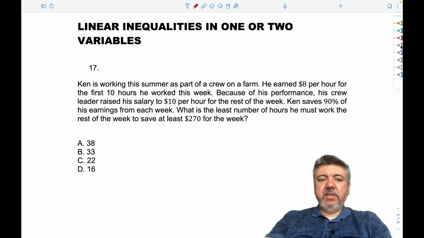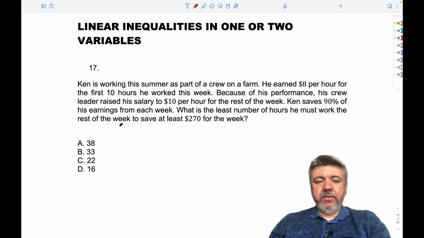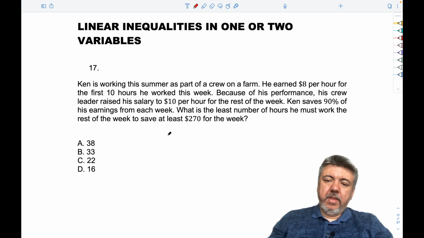Question 17. Ken is working this summer as part of a crew on a farm. He earned $8 per hour for the first 10 hours he worked this week. Because of his performance, his crew leader raised his salary to $10 per hour for the rest of the week. Ken saves 90% of his earnings from each week. What is the least number of hours he must work the rest of the week to save at least $270 for the week?